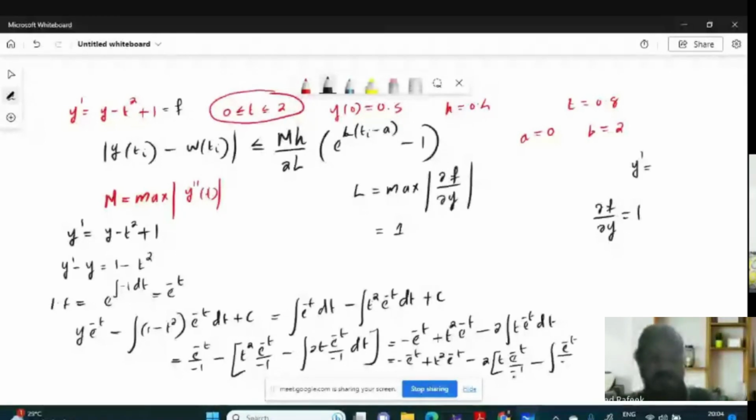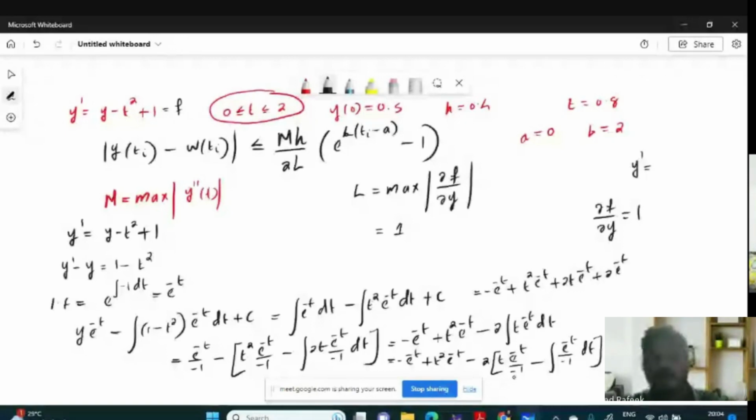Then you will get e raised to minus t square, e raised to minus t, plus 2t, minus, plus 2t, e raised to minus t, minus, minus, plus. Again integrate it: e raised to minus t, e raised to minus t, minus 1, again minus, so plus 2 is there, plus 2 e raised to minus t, plus the constant of integration.